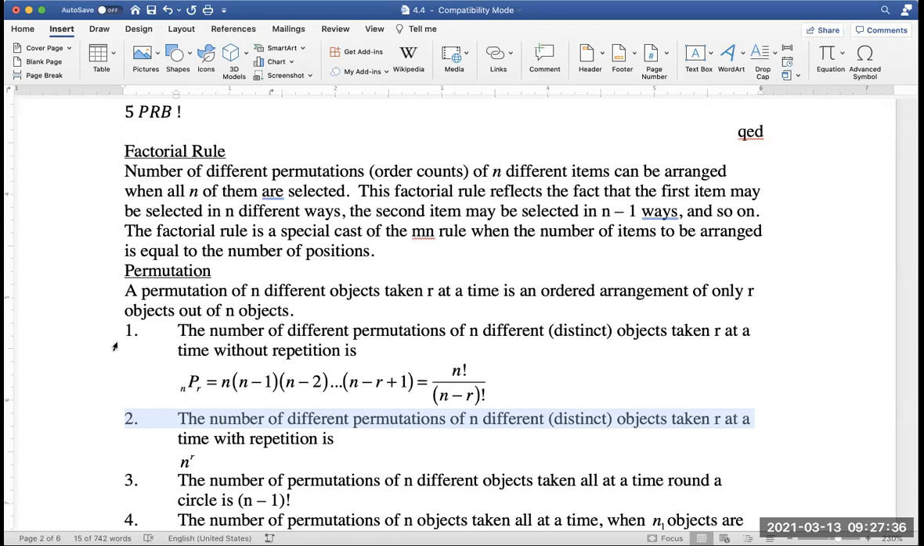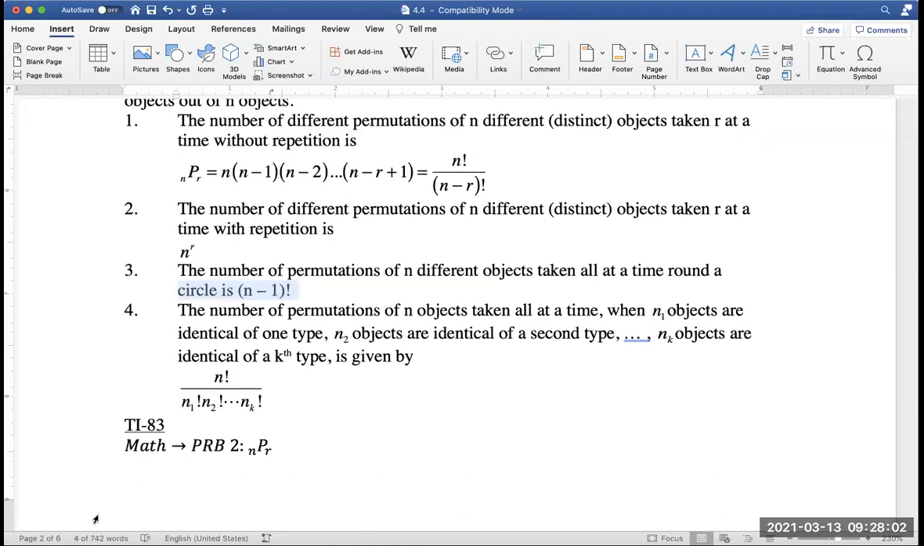The number of different permutations of n distinct objects taken r at a time with repetition is n to the r. So 10 cubed, n to the r. The number of permutations of n different objects taken all at a time around a circle is n factorial. You just go around the circle.